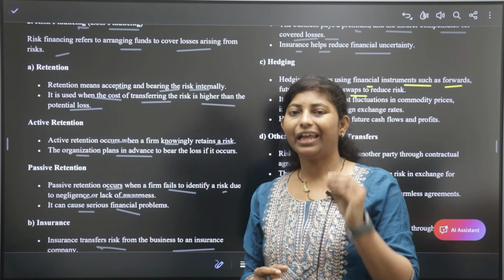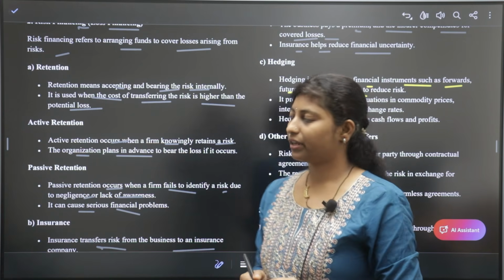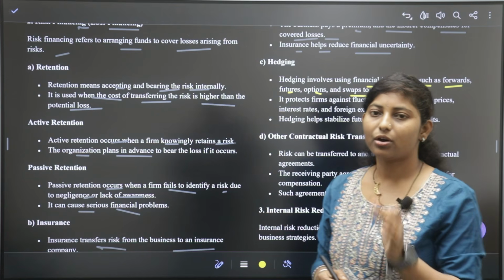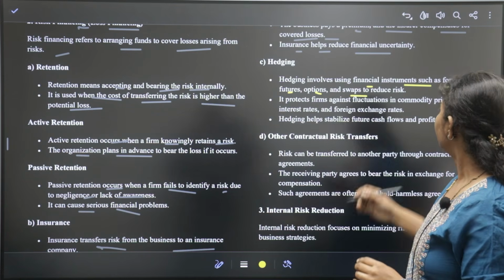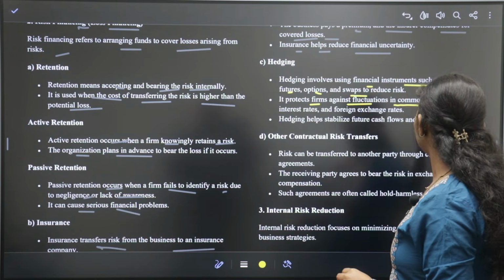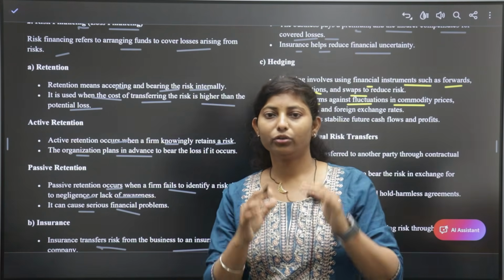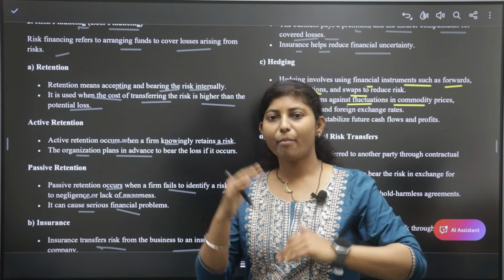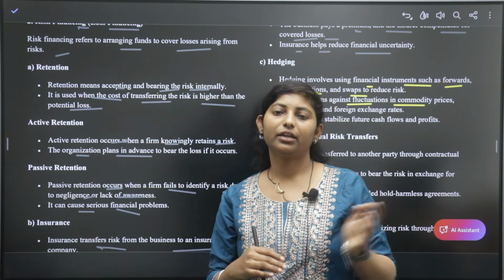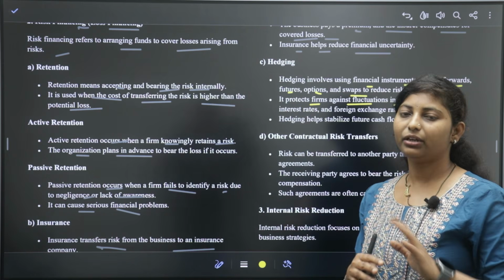Hedging helps the business to reduce such risk. This hedging is going to help you with your business losses and risks. It also protects the firm against fluctuation in commodity price. It will protect a business where the commodity price fluctuates in the market, increasing or decreasing depending on demand and supply. This hedging is going to help you.